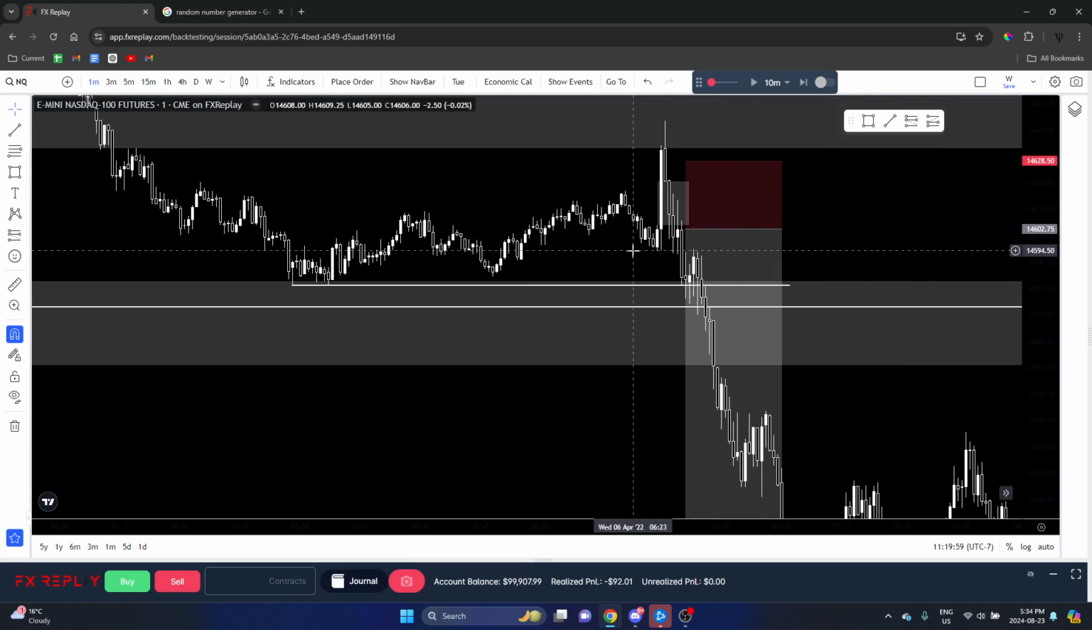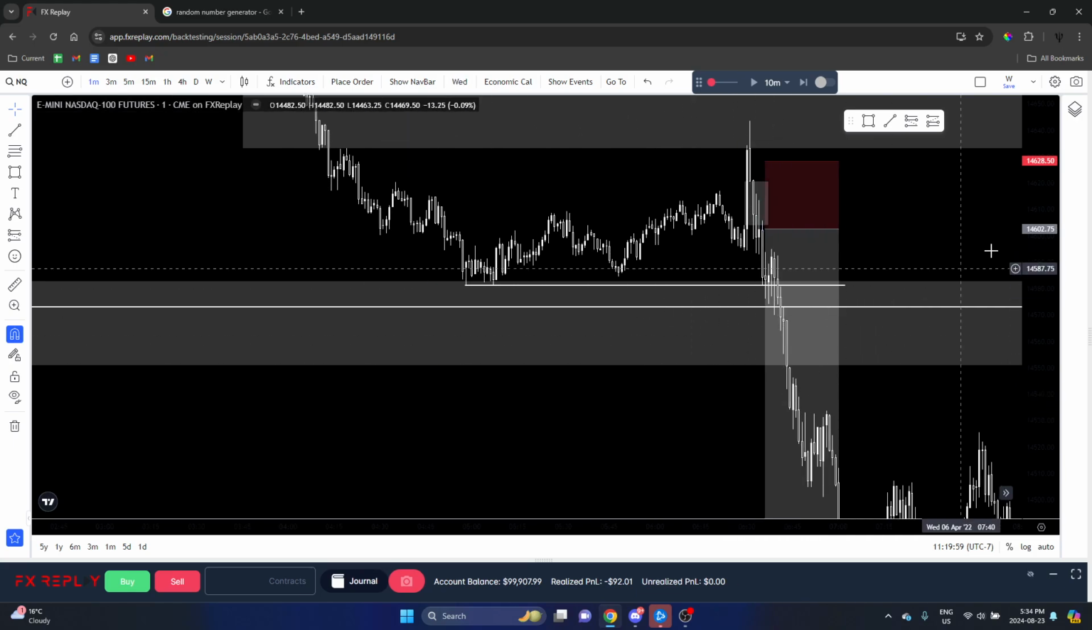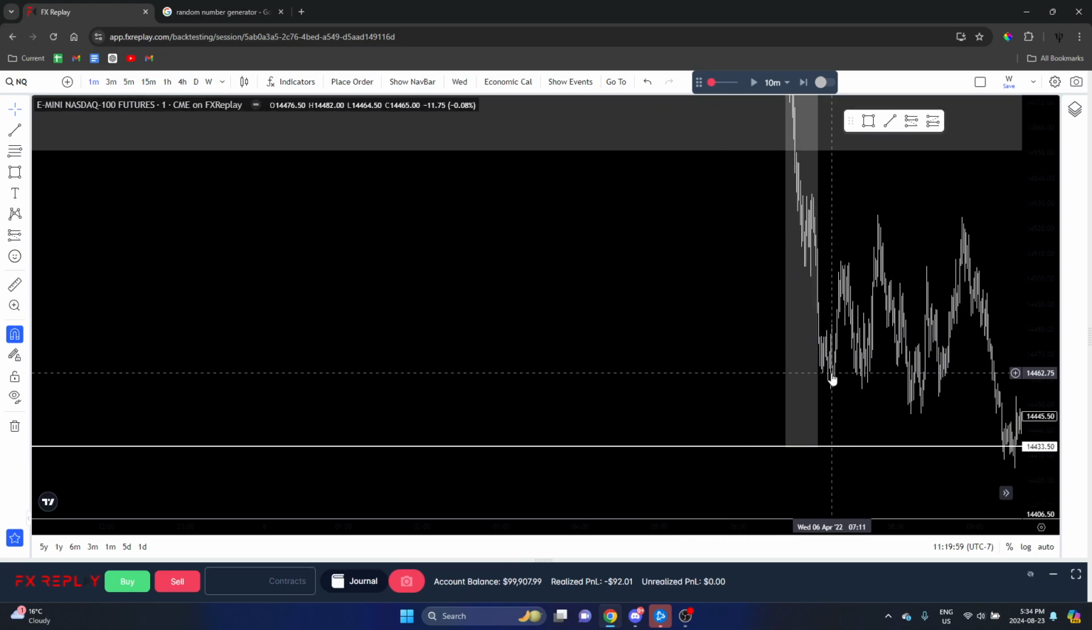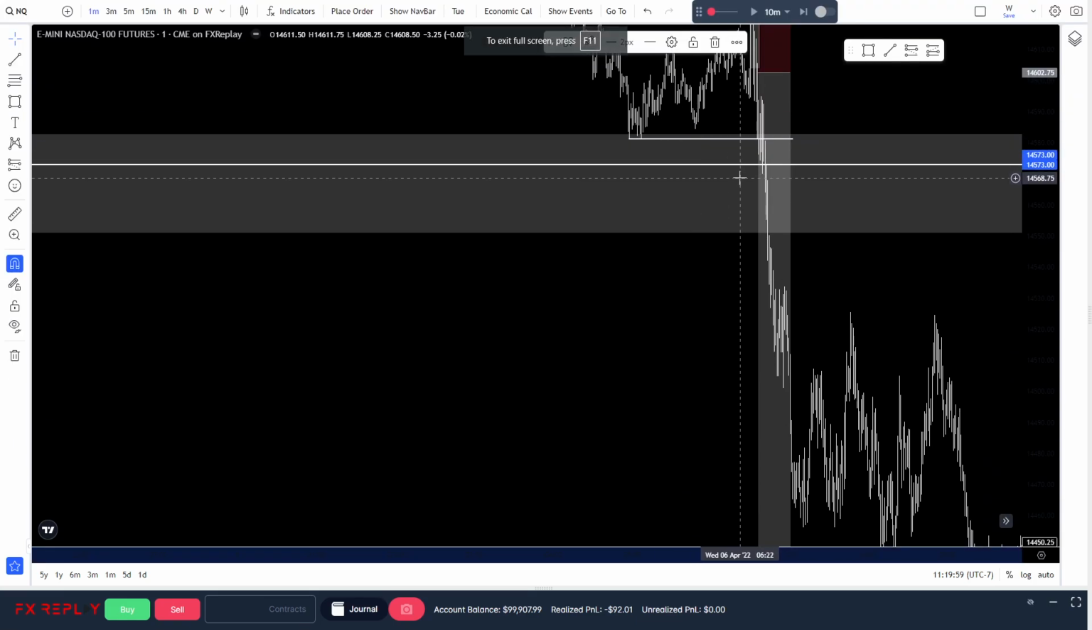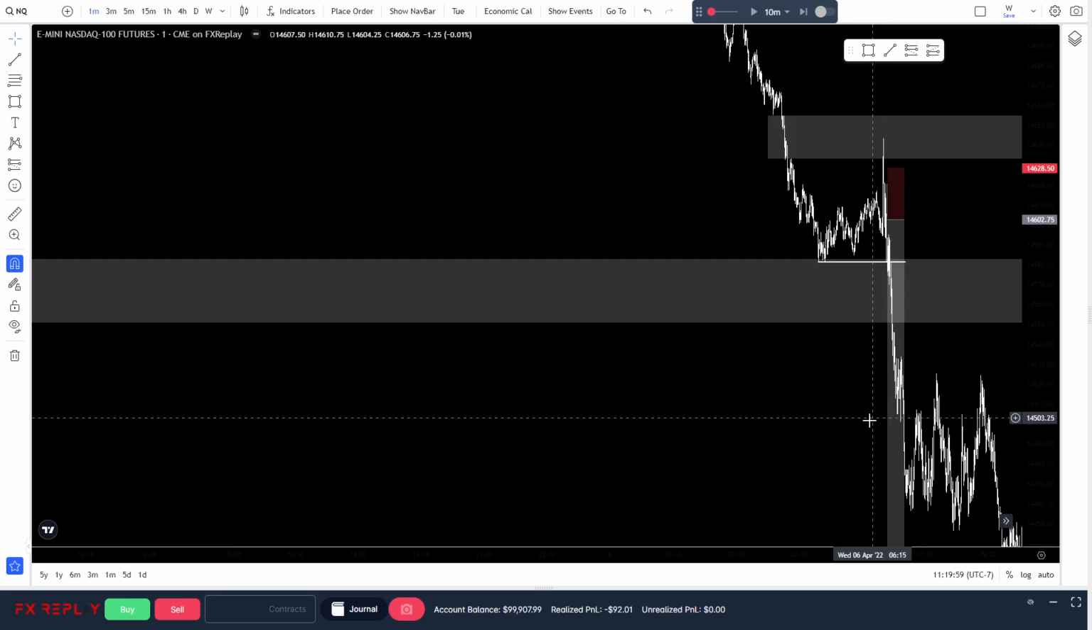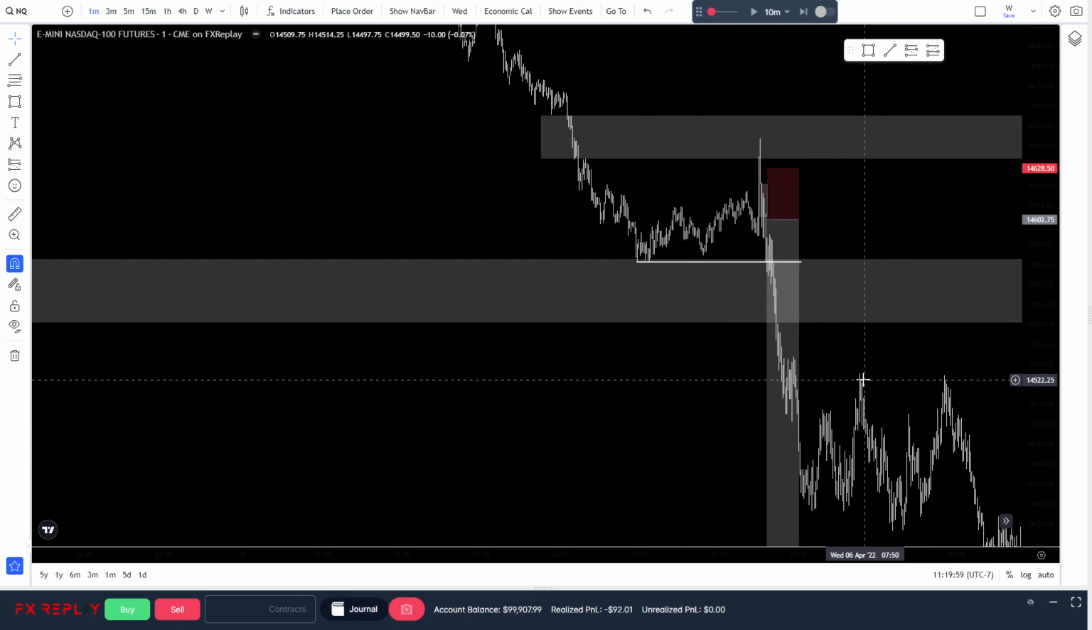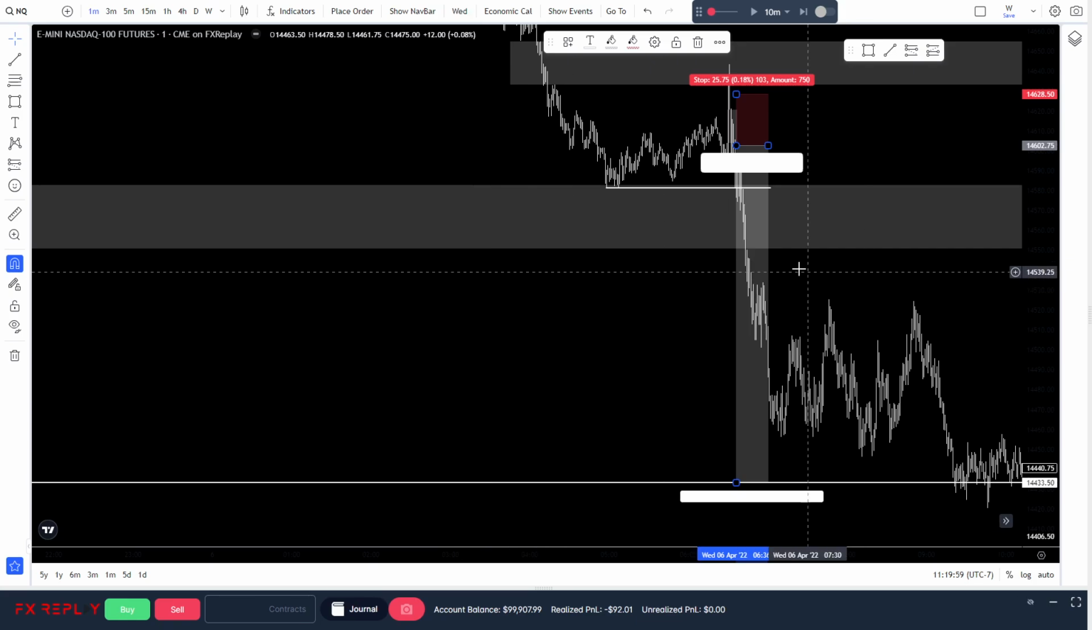Because it's super clean. Technically it was invalid, but when you have conviction, you have conviction. And we also had the higher time frame target. Oh, I didn't know I could go full screen. That's nice. We had the conviction, and wow, what a trade.